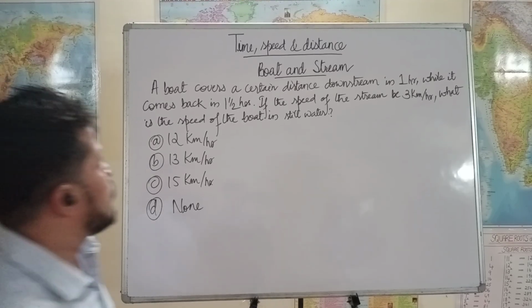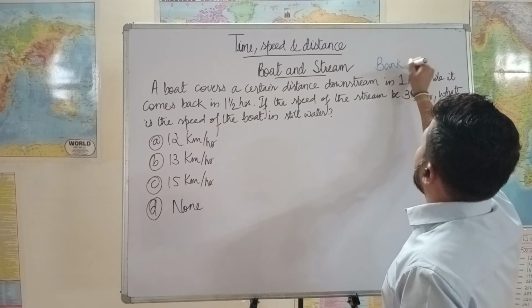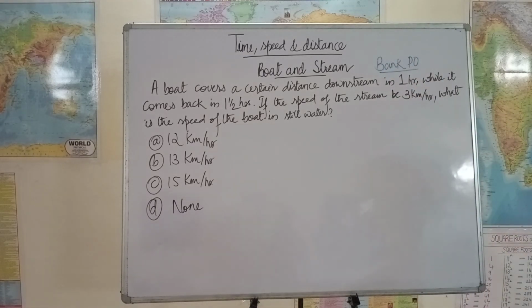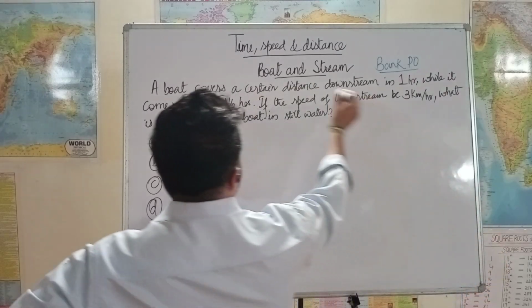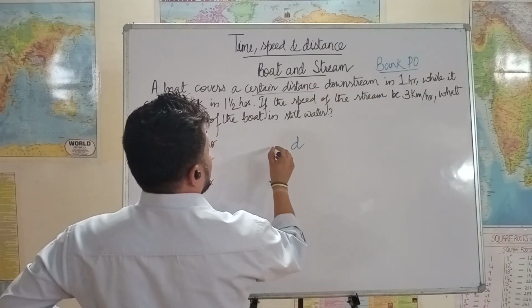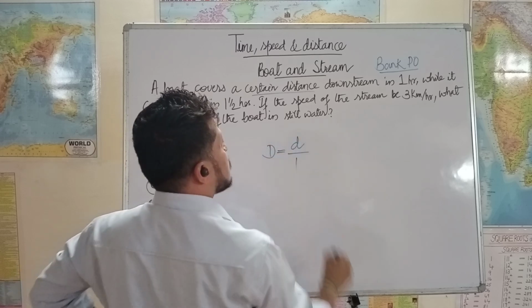Okay, we have a bank PO question. A boat covers a certain distance downstream in 1 hour while it comes back in 1.5 hours. The speed of the stream is 3 km per hour. What is the speed of the boat in still water? Okay. See, it says it travels a certain distance d in 1 hour. So the downstream speed is equal to distance by time. Time is given as 1 hour. Correct?